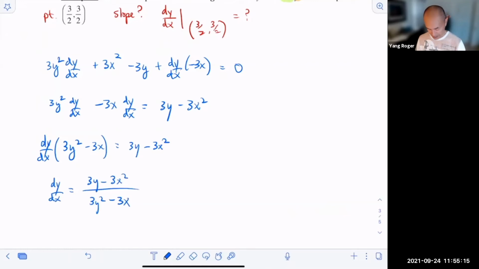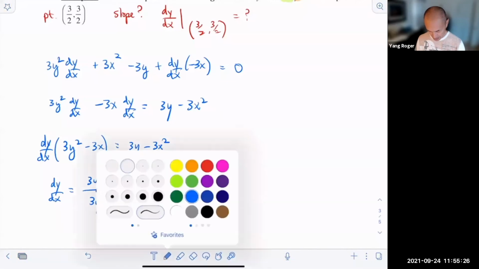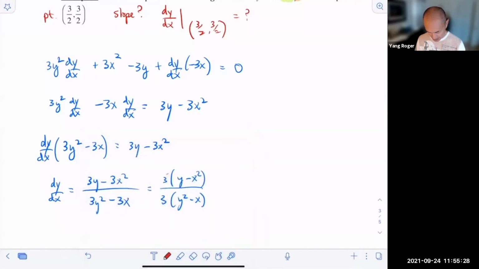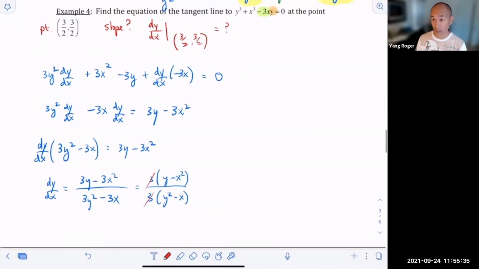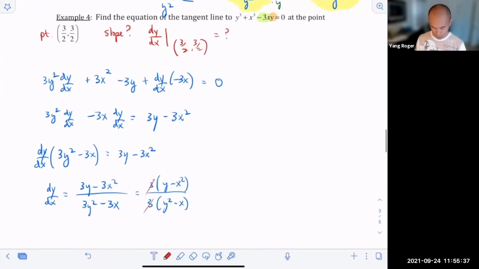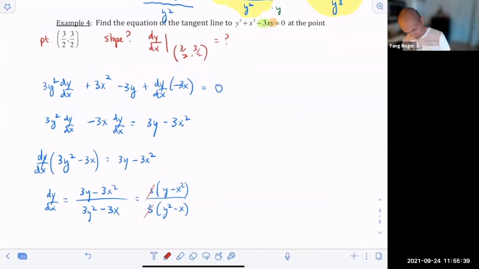If you look carefully, we could factor out a 3 from the top and the bottom. You get y minus x squared over y squared minus x, and then those 3s can cancel each other out. So, are there any questions? I did this one faster than the others.